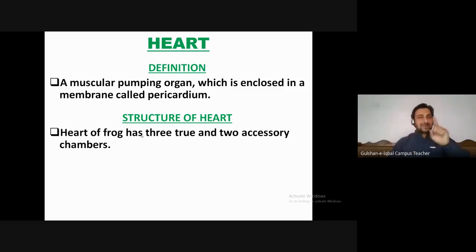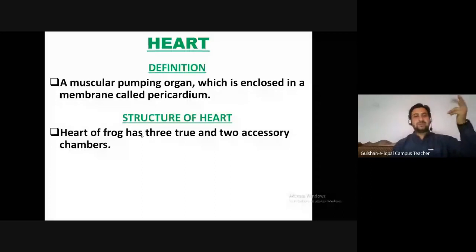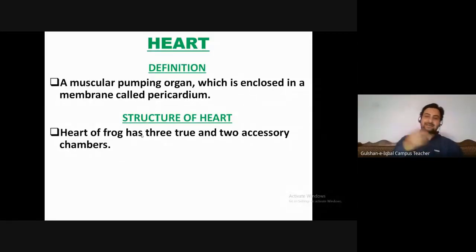So if somebody asks you in an exam how many chambers of the heart of frog are there, you are going to answer three chambers. Okay, there are three chambers, two upper chambers, one lower. The human heart has four chambers, but the frog heart has three chambers, the two upper chambers and one lower chamber. The other two chambers are the accessory chambers.